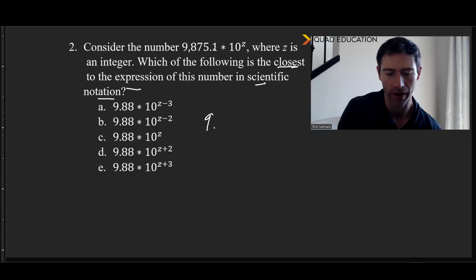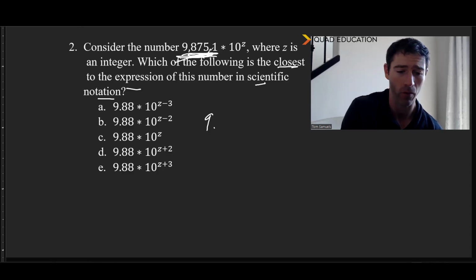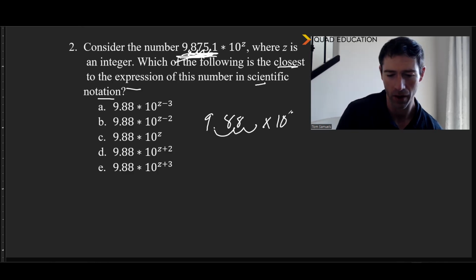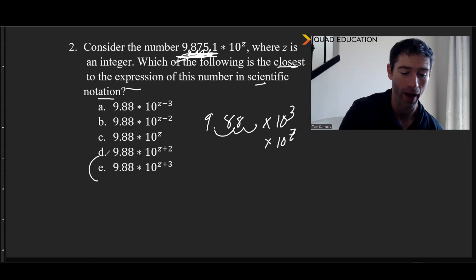And I gotta think to myself, like, how do I get from this, if this was just a number, how would I get from this value 9,875.1 to scientific notation for that thing? Well, I would move this over 1, 2, 3. There'd be 3 decimal places that I'd move that over. And so that would be 9.88. So 1, 2, 3 times 10 to the 3. And then it's just a matter of thinking to myself, all right, well, I'm going to need to also multiply that by 10 to the z. And power times the power means we add.